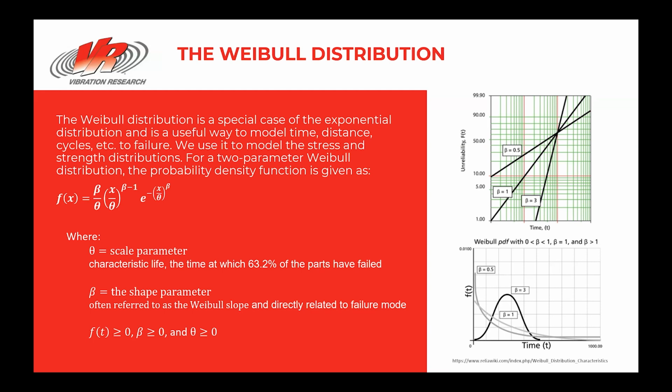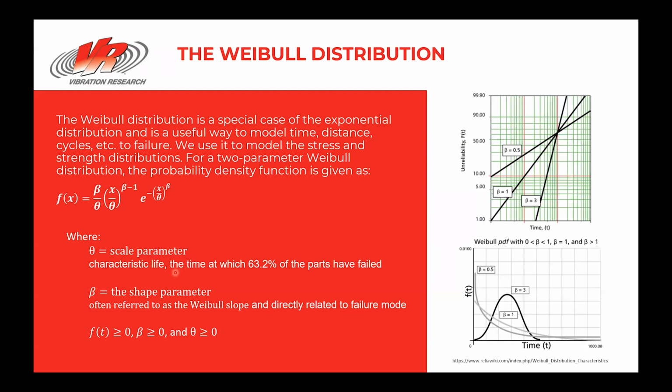For a two-parameter Weibull distribution, the probability density function is given as f of x is equal to beta over theta times x over theta to the beta minus 1 power e to the minus x over theta to the beta power. So that is really a mouthful. So theta we call the scale parameter, and we also call it the characteristic life, meaning it's the time at which 63.2% of the parts have failed. And that arises from the fact that it's an exponential distribution.